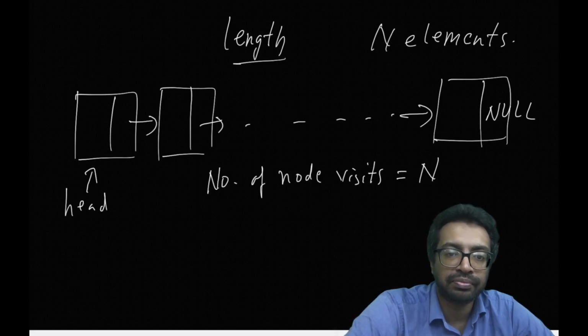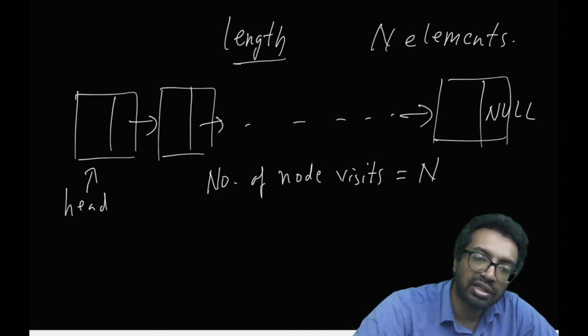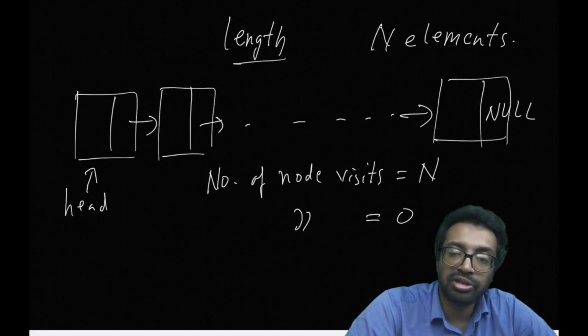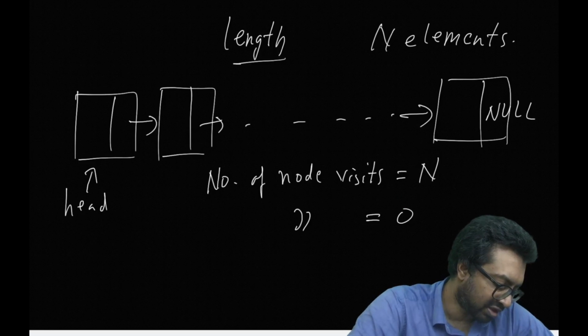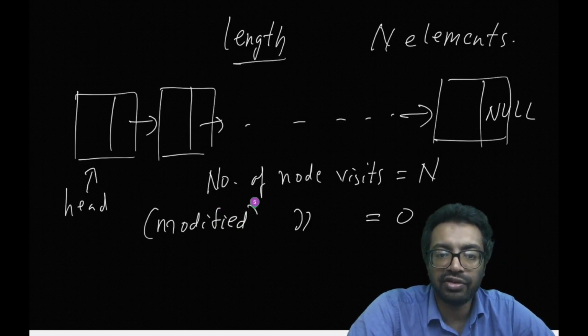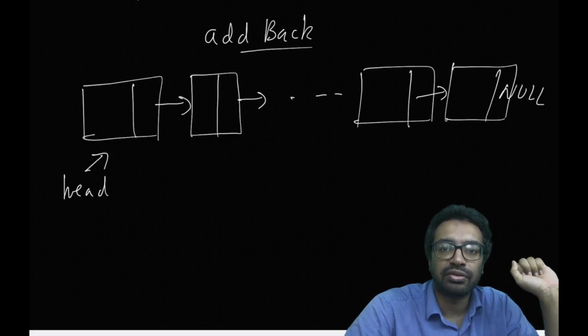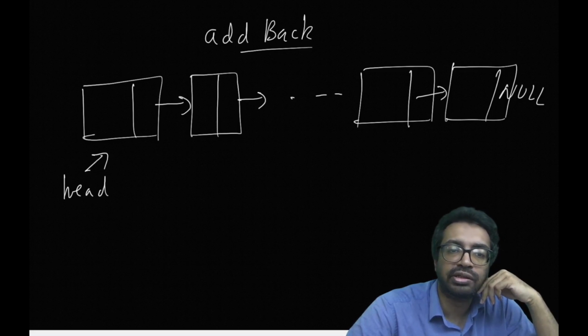Now in this case, you can see that the number of node visits in this new case is 0. So this is much faster. So this is the modified version. So in our modified version, the number of node visits is 0. The next question we are interested in is add an element to the back of the list. Okay, this is a little tricky. How do I add an element to the end of the list, right?